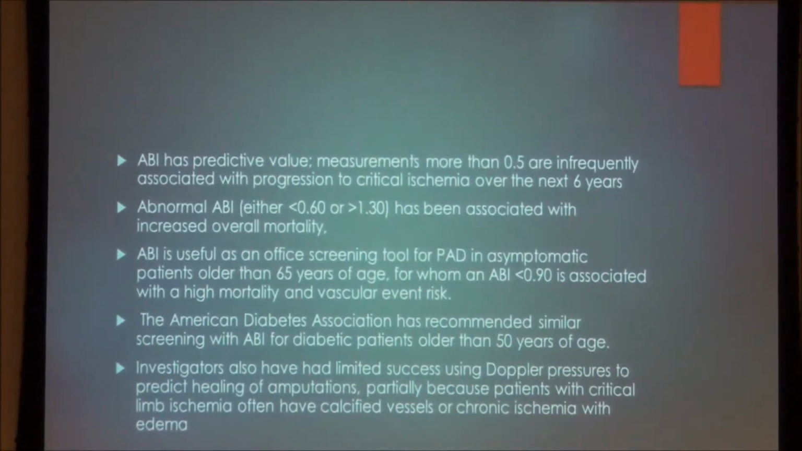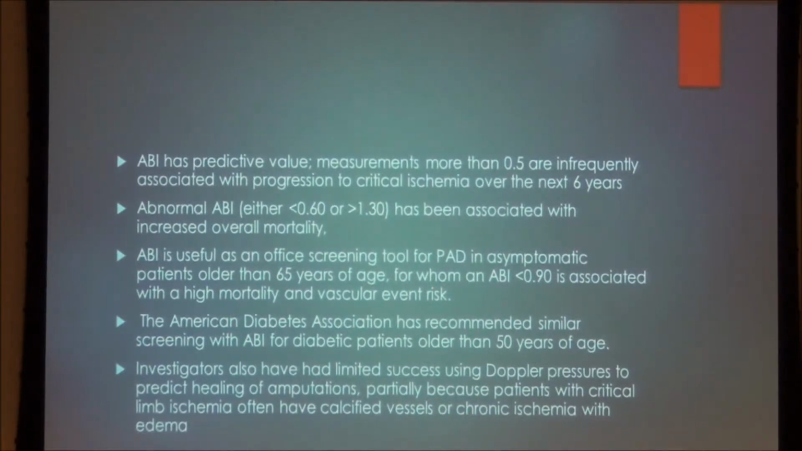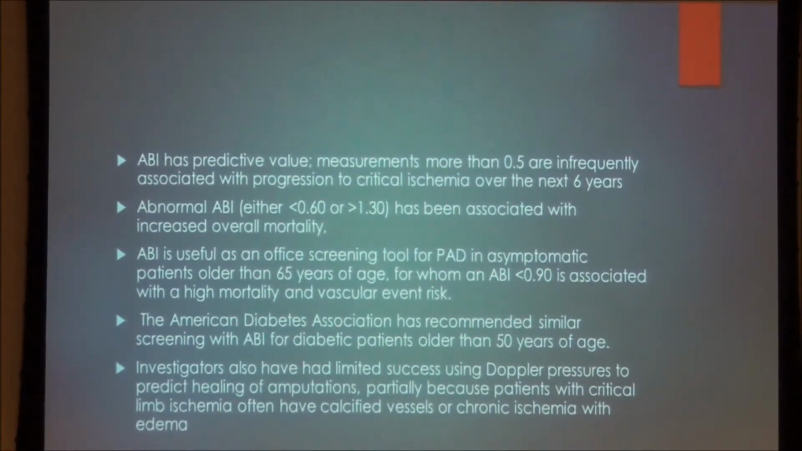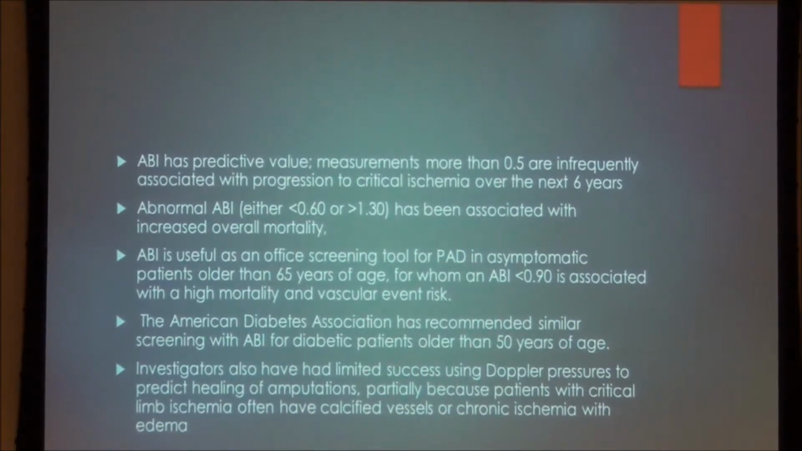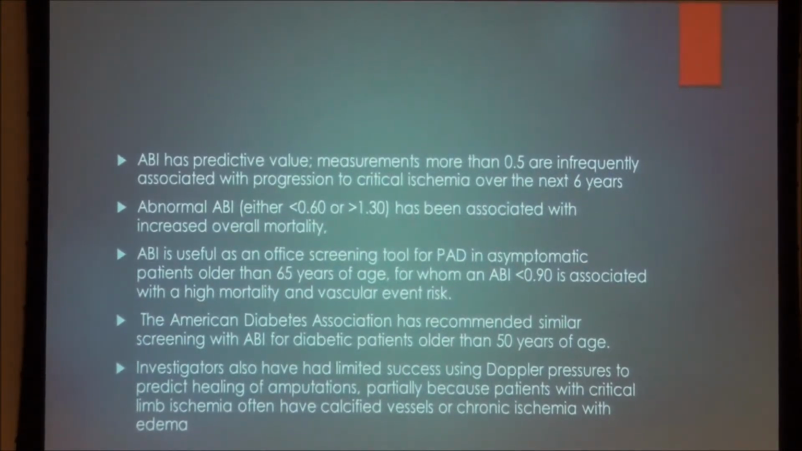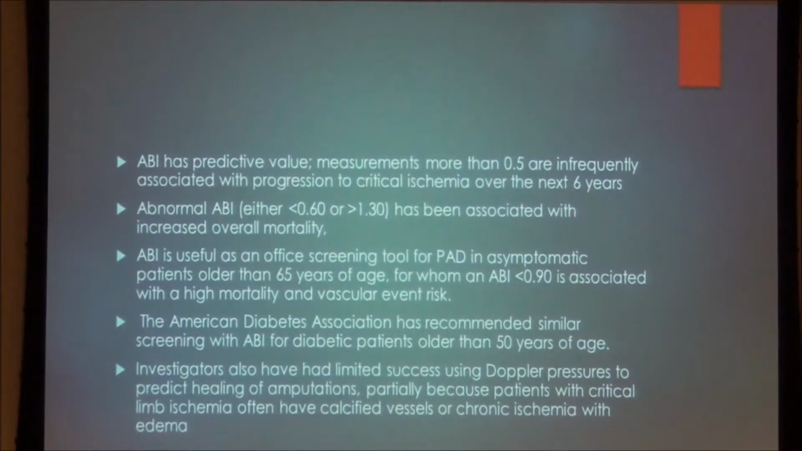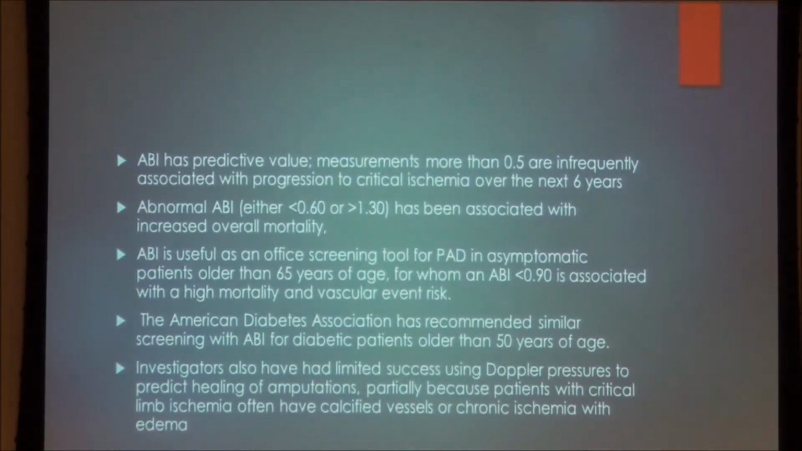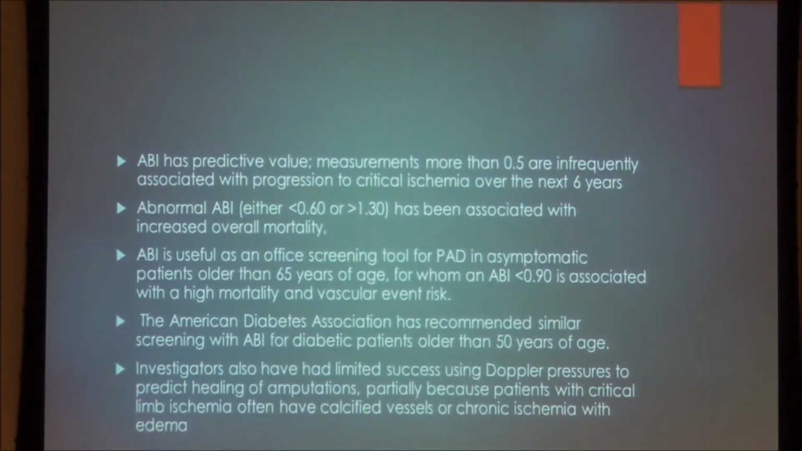Another importance of ABI is that it has predictive value. Measurements more than 0.5 are infrequently associated with progression to critical ischemia over the next 6 years. Different studies have shown that abnormal ABIs are associated with increased overall mortality. And also, it's a very useful office screening for asymptomatic patients older than 65, and the American Diabetes Association has recommended similar screening with ABI for diabetic patients older than 50 years of age.